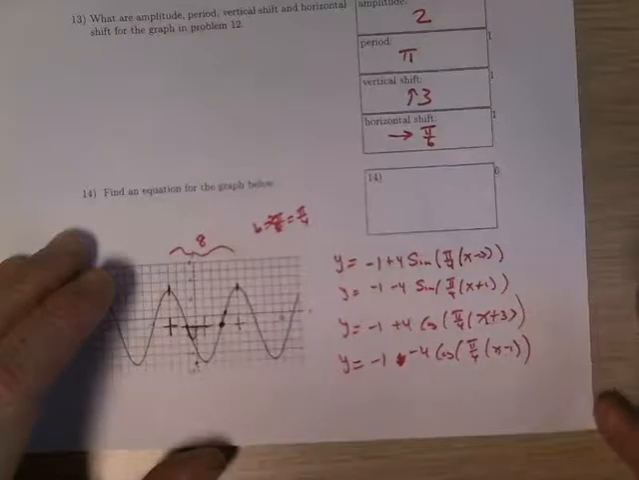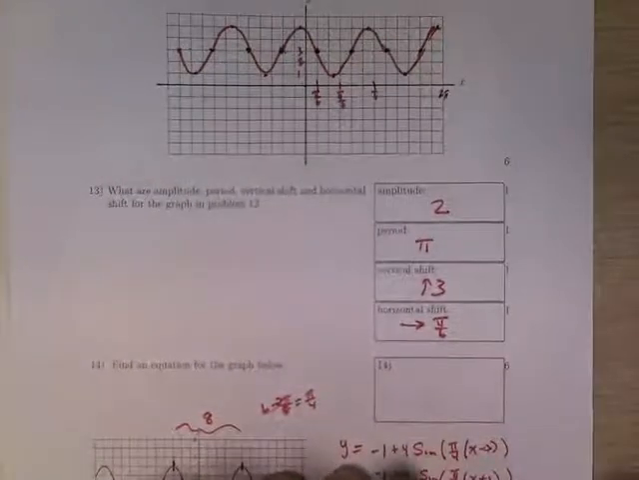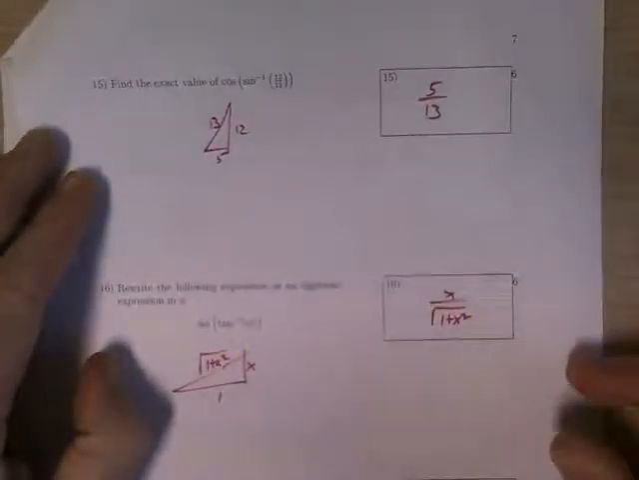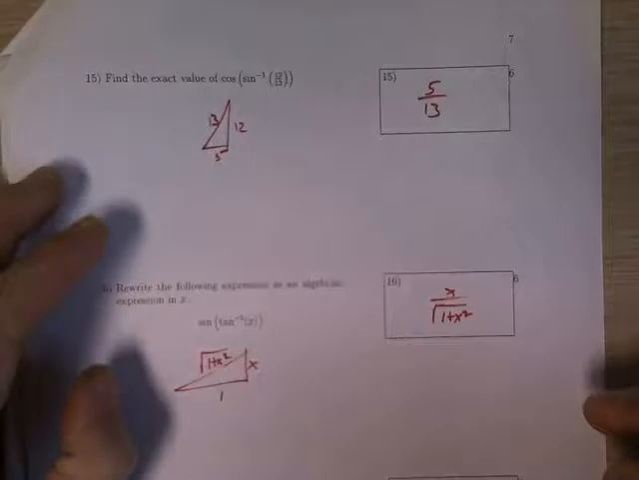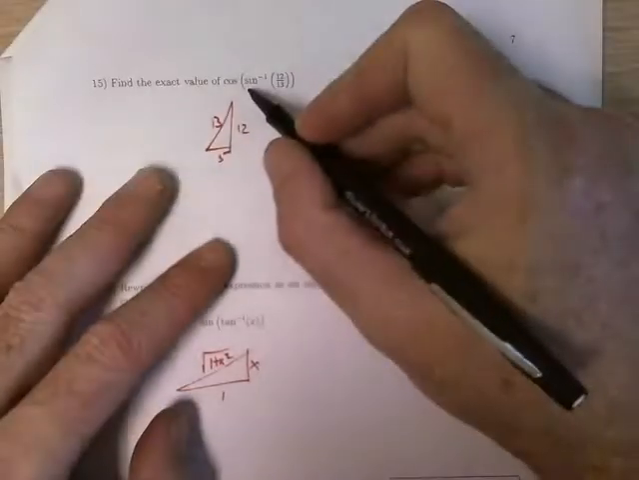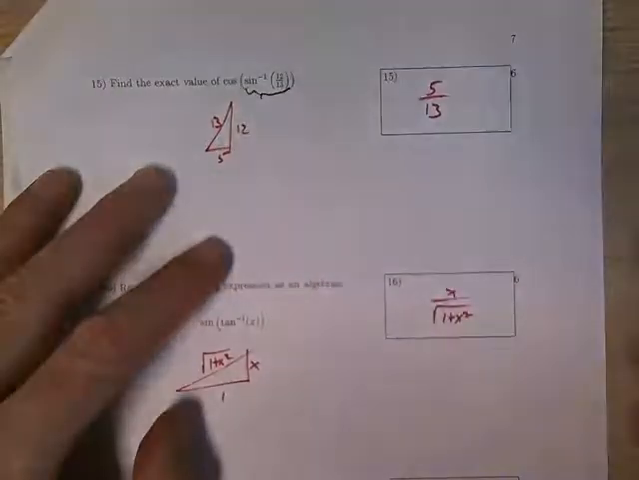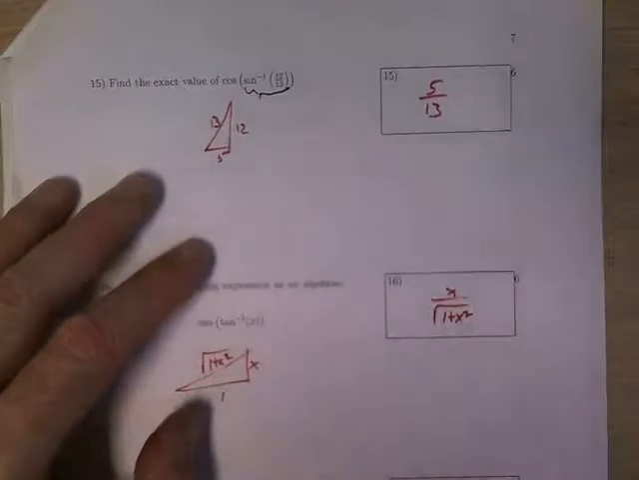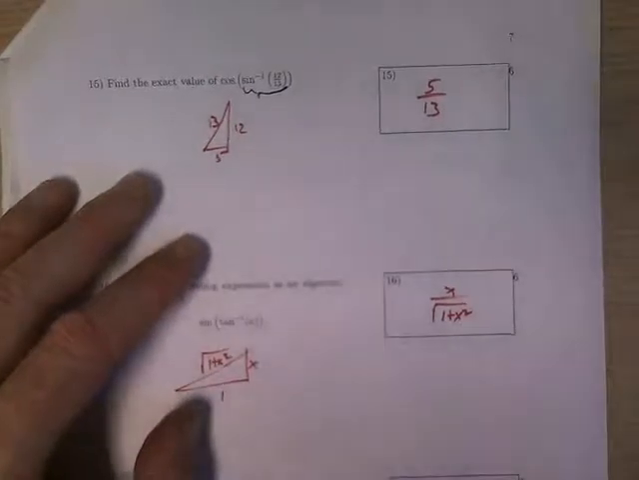Anyway, next, 15. Find the exact value of the cosine of the sine inverse of 12 over 13. Well, sine inverse of 12 over 13 is an angle. It is the smallest angle whose sine is 12 over 13.